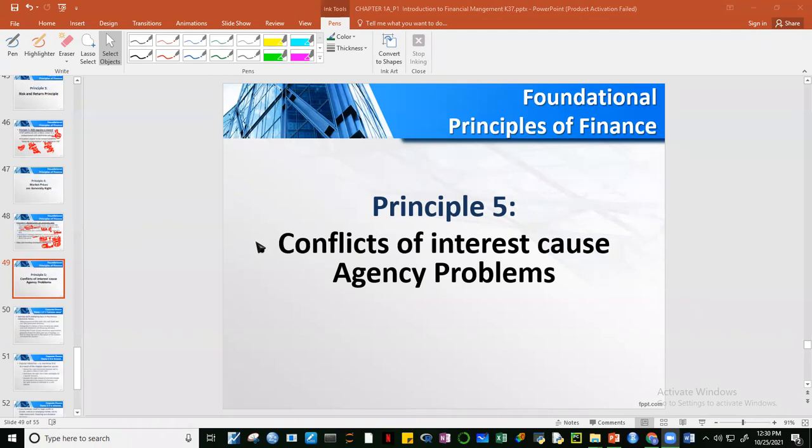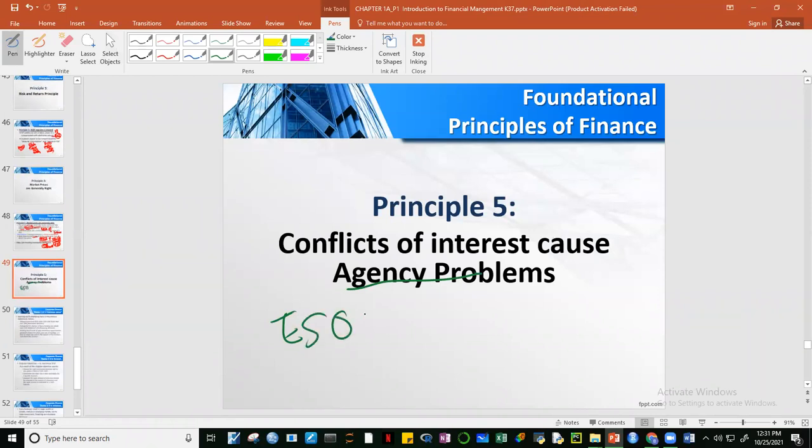Now, I just want to mention, guys, we have what we call agency problems, because sometimes the managers might not do things that are beneficial for the shareholders, but for their own selves. So that's what we call agency problems.